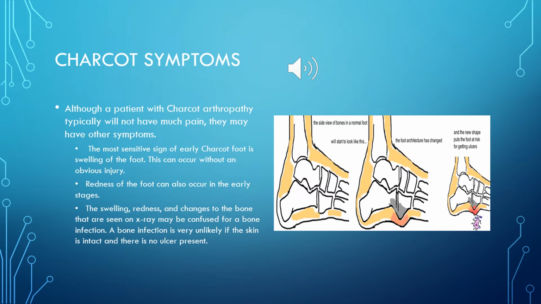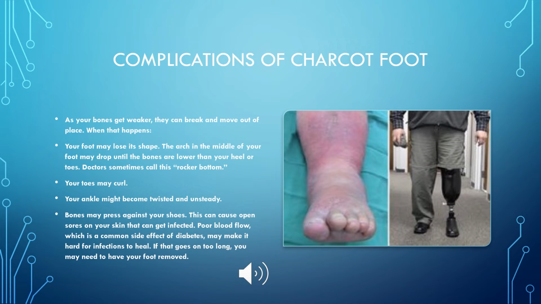As you can see in the diagram to the left, the bones are affected and they drop down, causing that sore to open. Complications of Charcot foot can be, as your bones get weaker, they can break and move out of place. When that happens, your foot may lose its shape. The arc of the middle of your foot may drop until the bones are lower than your heel or toes. Doctors sometimes call this rocker bottom.